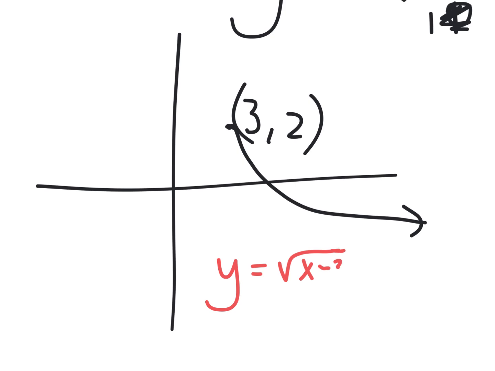The 3. It's been moved right 3. And then how far has it been moved up? 2. See what I did there? And you might be like, but it's upside down. It's not normal. Normal would be like this. Yeah, normal would be like that. This isn't normal. It's been flipped.